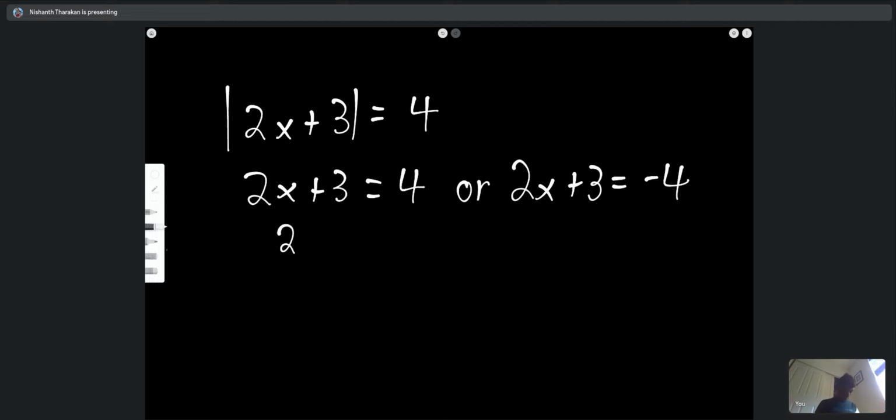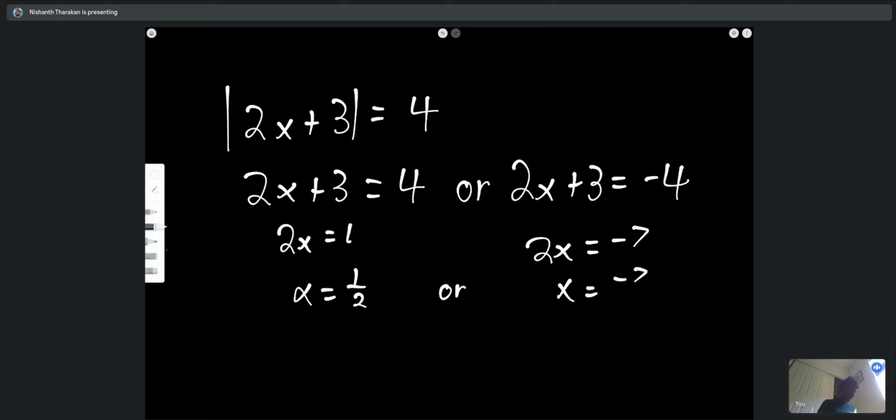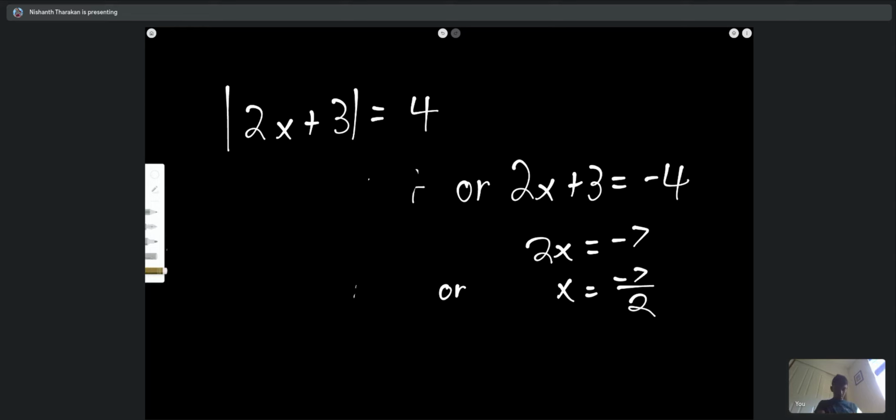The first one, 2x equals 1, x equals 1/2, or 2x equals negative 7, x equals negative 7 over 2. So that part should be easier. Okay.